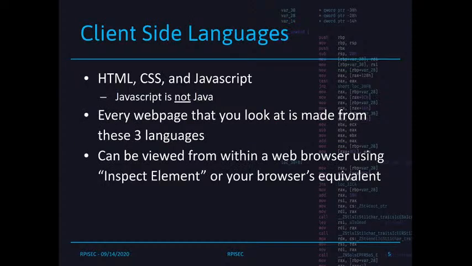When it comes to client-side languages, there are only three. There is HTML, CSS, and JavaScript. And it's worth noting that JavaScript is not Java, although it's very confusing the way it's named. But every web page that you are looking at in your web browser is being shown to you because of HTML, CSS, and JavaScript. When you hear about other languages being used in web, that's talking about the server side. And all three of these can actually be viewed in the web browser itself if you want to, using inspect element or whatever your browser has an equivalent of. You can find those all under developer tools, depending on whatever your browser has it set up as.